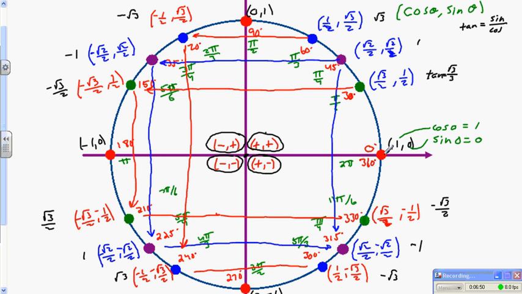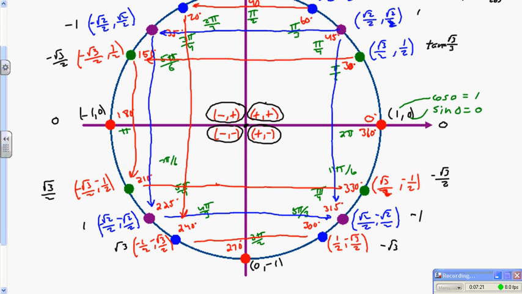On the axes, if tangent is sine over cosine, then for 0, tangent will be 0 over 1, so tangent will be 0. At 90 degrees, tangent will be 1 divided by 0, and that is undefined, so tangent will be empty set. At 180, again, 0 divided by negative 1, so you'll get tangent of 0. At 270, negative 1 divided by 0, so tangent will be undefined.